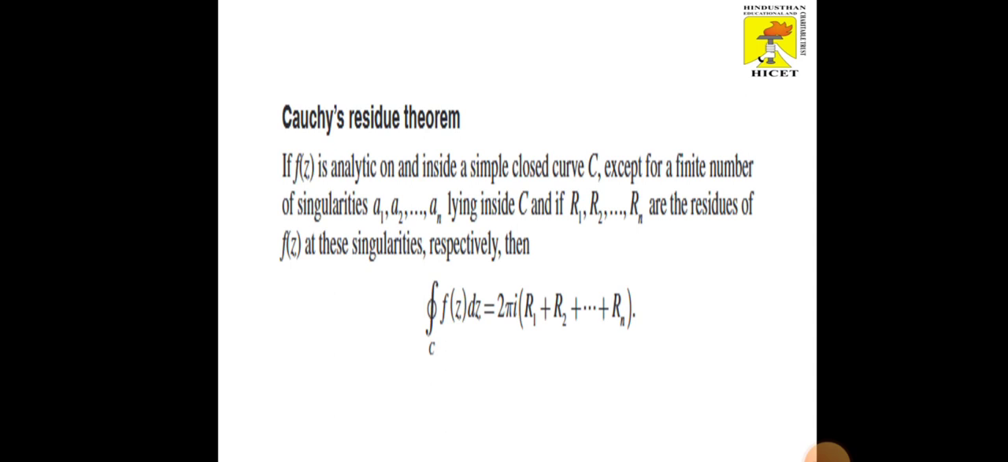Here comes the residue theorem, Cauchy's residue theorem. Its statement is: if f of z is analytic on and inside a simple closed curve C, except for a finite number of singularities, say a1, a2, etc. up to an, lying inside C, and if R1, R2, etc. up to Rn are the residues of f of z at these singularities respectively, then the integral over C of f of z dz equals 2 pi i into R1 plus R2 plus etc. up to Rn, that is, the sum of the residues.